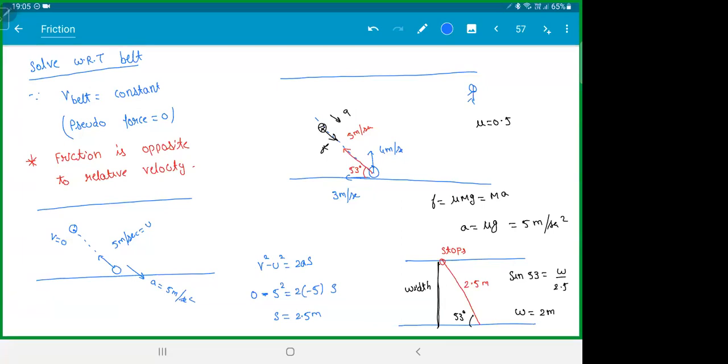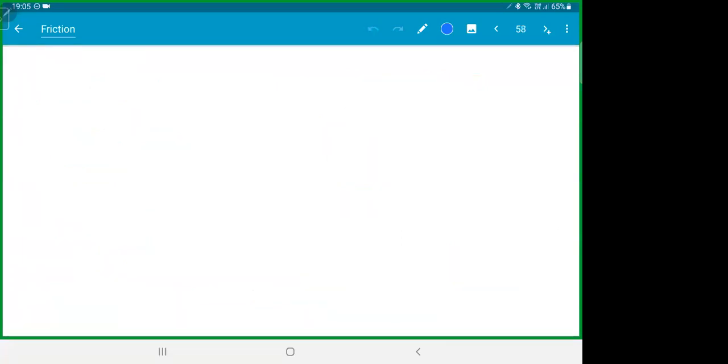Any answers for the second part? Listen, let's see from the belt frame and the ground frame, you will observe something. So when this coin is given speed 5, as it travels at any instant here, the speed will be u minus gt, that will be 5 minus 5t. Agreed? This is with respect to the belt.